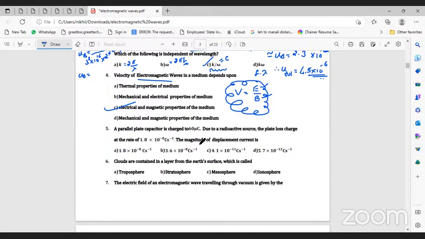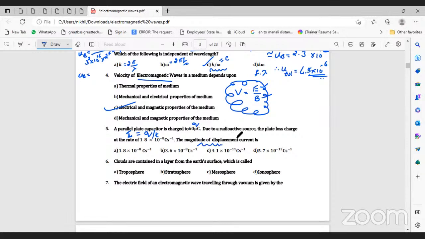A parallel plate capacitor is charged, that is 60 microcoulomb. Due to the radioactive source, the plate loses the charge at 1.8 into 10 power minus 8 coulomb per second. This is Q by T. You know that Q by T is nothing but the current. What is the magnitude of the displacement current?